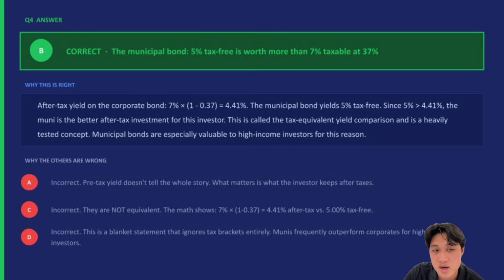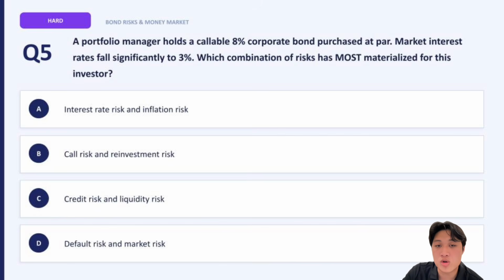All right, question number 5. A portfolio manager holds a callable 8% corporate bond purchased at par. Market interest falls significantly to 3%. Which combination of risk has most materialized for this investor?